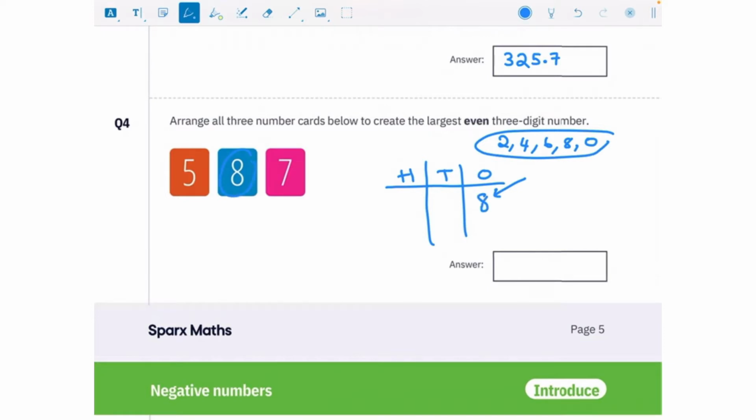And then they've told us they want it to be the largest even 3-digit number. So of the numbers that are left, we want to make it as big as possible. We've got a 5 and a 7. So to make this number as big as possible, we're going to put the 7 in the hundreds column, because that's the place value. That's the column that's going to make the most difference. And then the 5 will have to go in the tens column. So 758. That's it on place value.